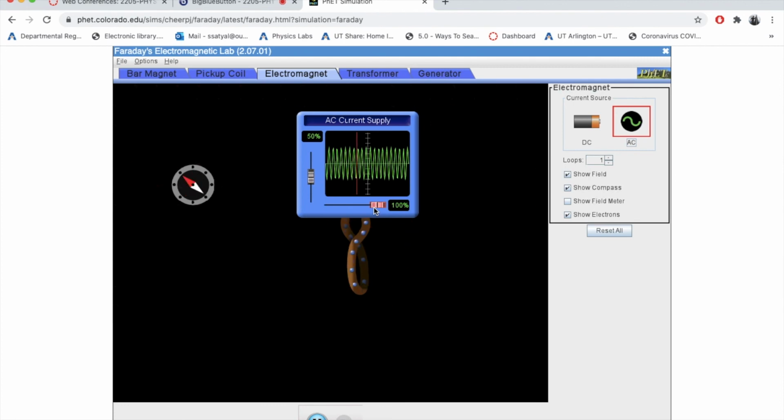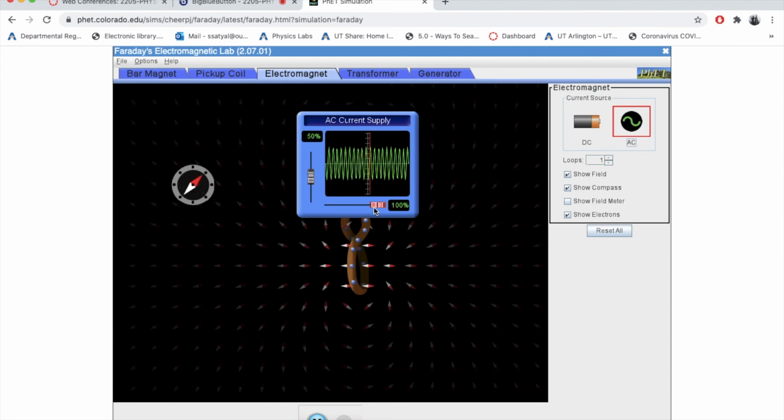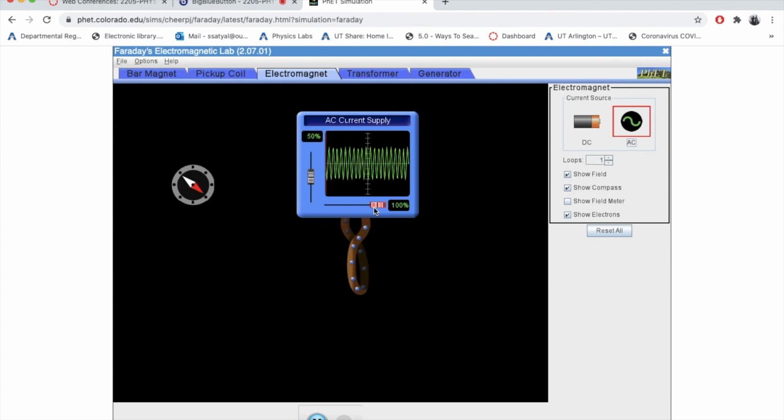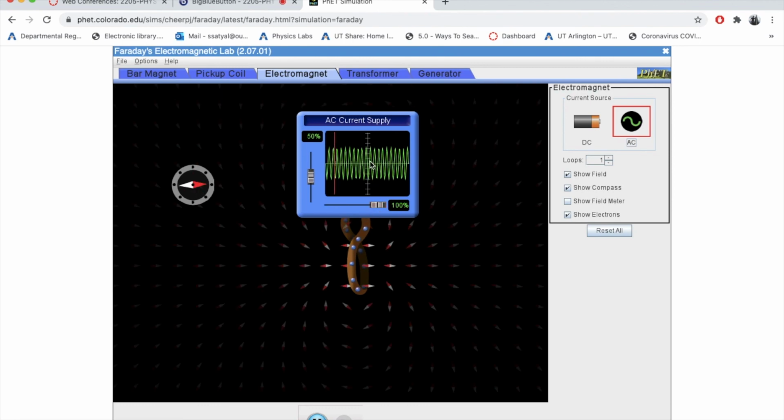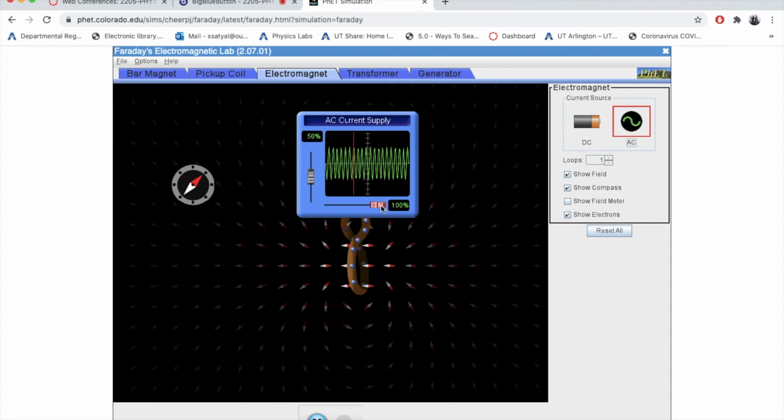By the way, in our regular household, the current sent to us has 60 hertz. That means the current from our outlet oscillates 60 times in 1 second. So it's quite hard to see. I'm going to reduce the frequency here so I see a nice oscillating graph.